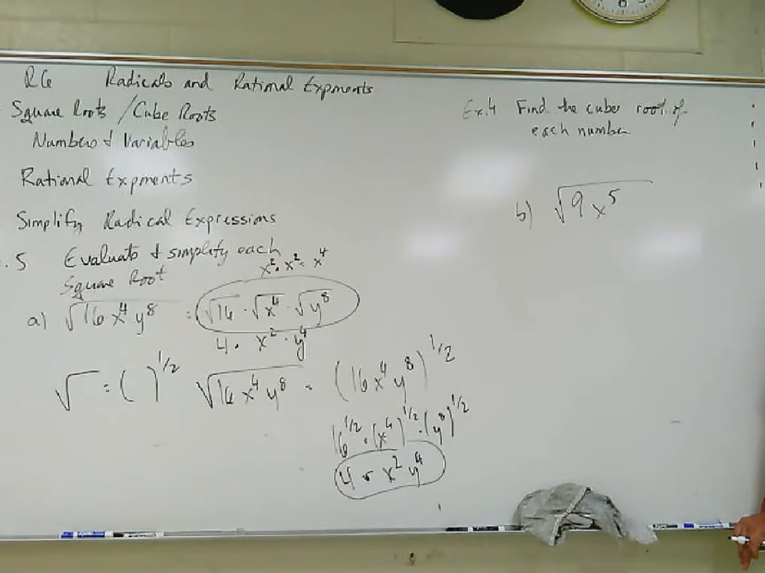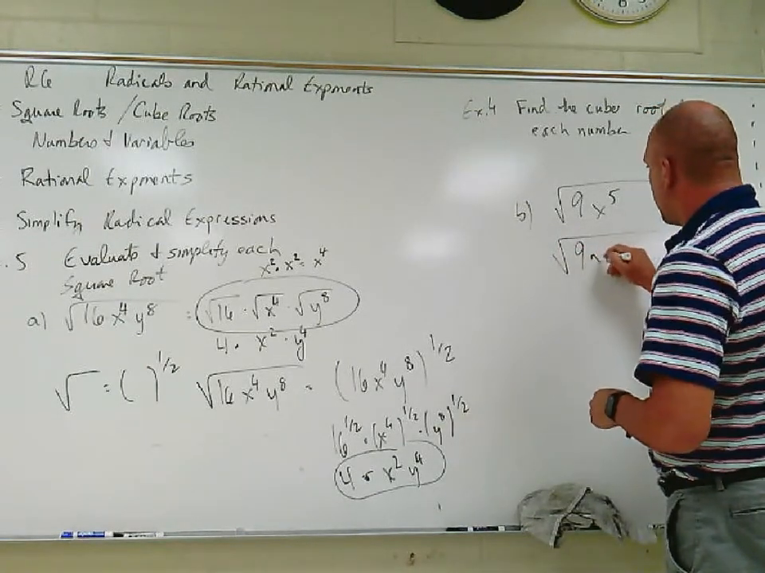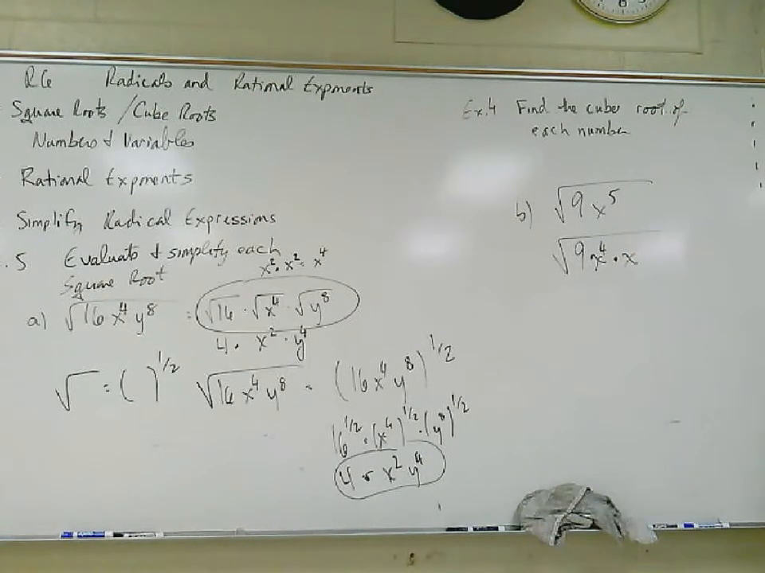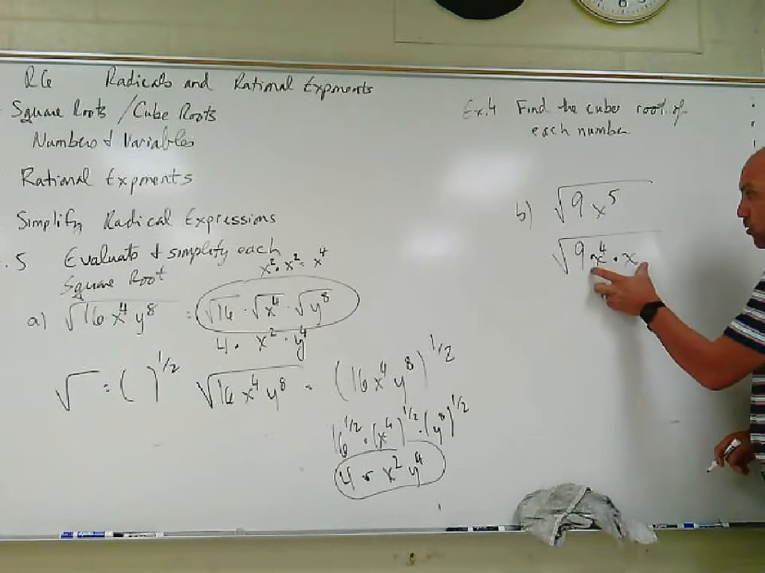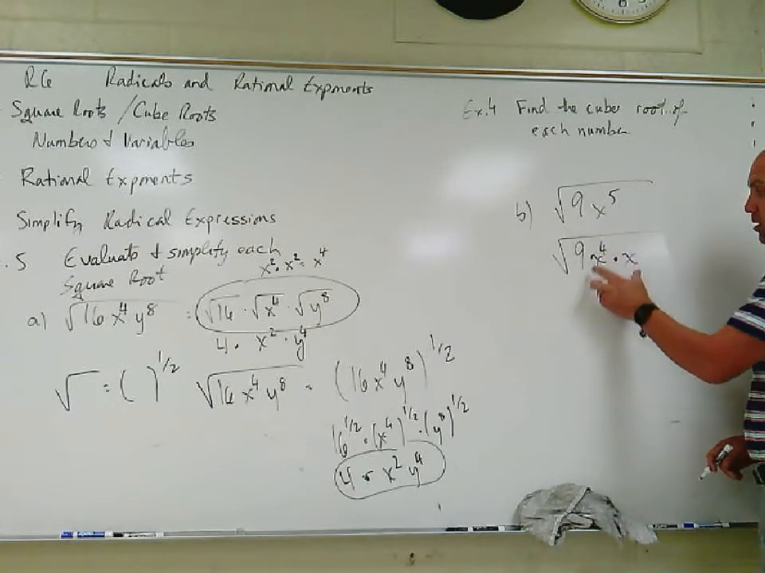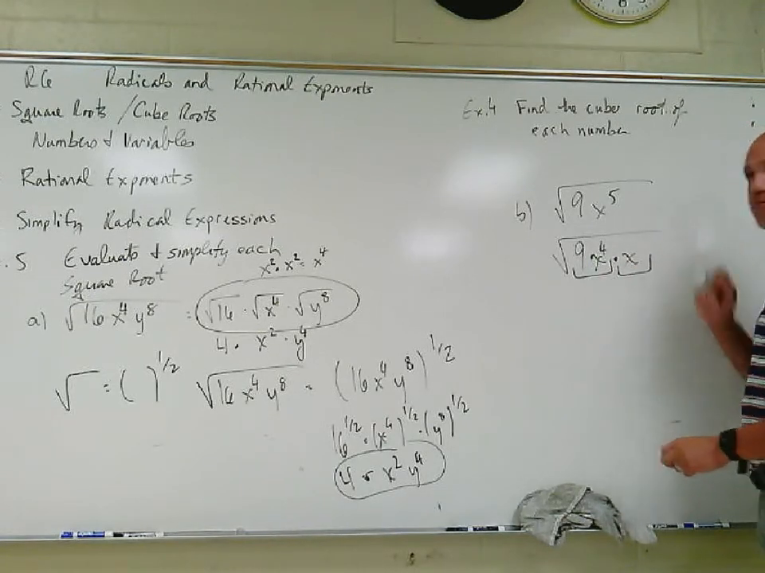X to the 5th. You would rather it be x to a what power? A 4 or a 6, an even number, right? So what I would do here is make this a multiplication and make x to the 5th, x to the 4th times x. So do you agree that x to the 4th times x is the same as x to the 5th? Yeah. And now, this one you can do, this one you just have to leave in the square root.